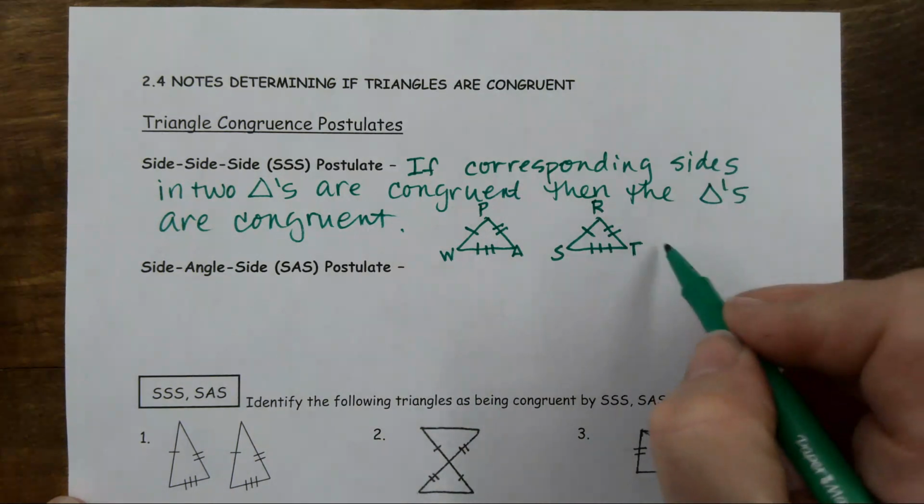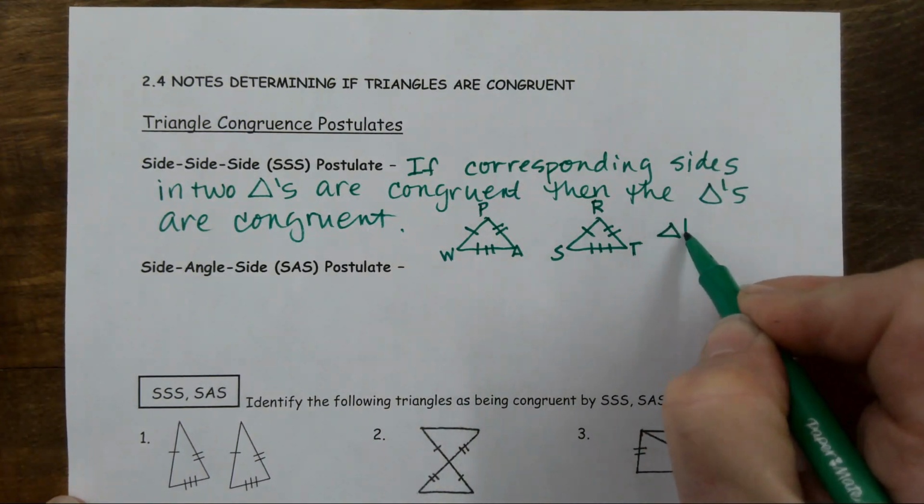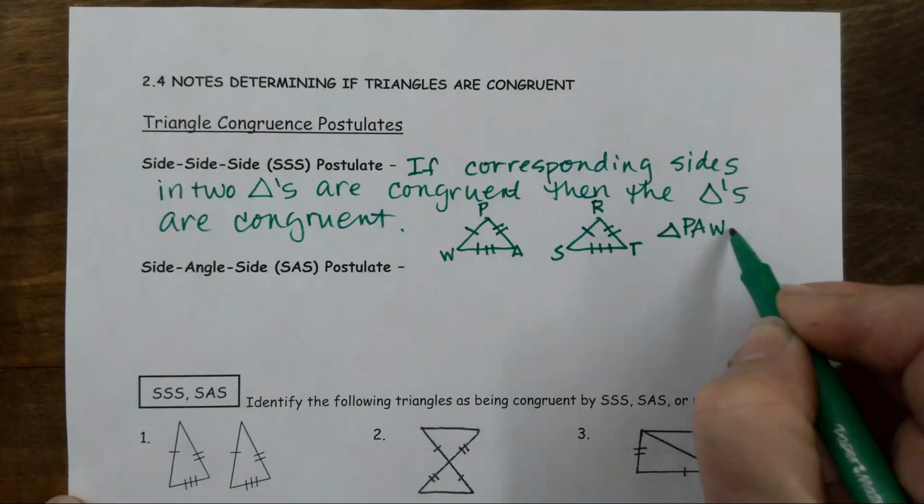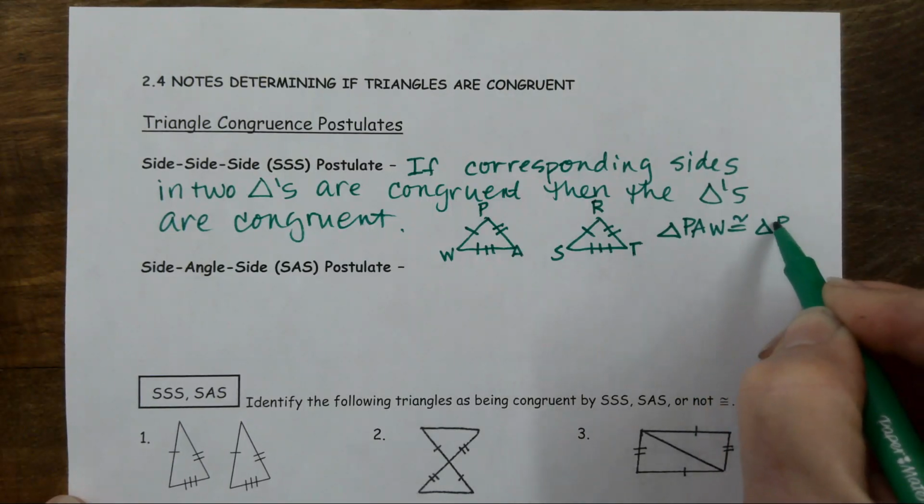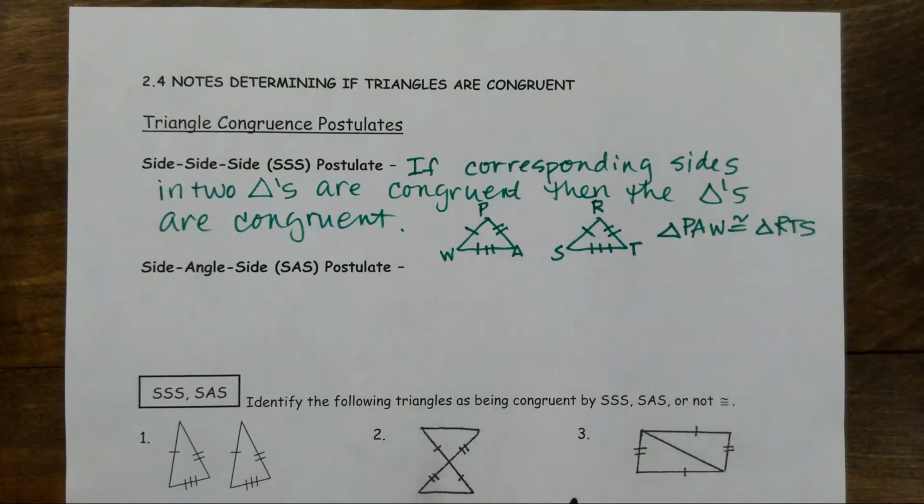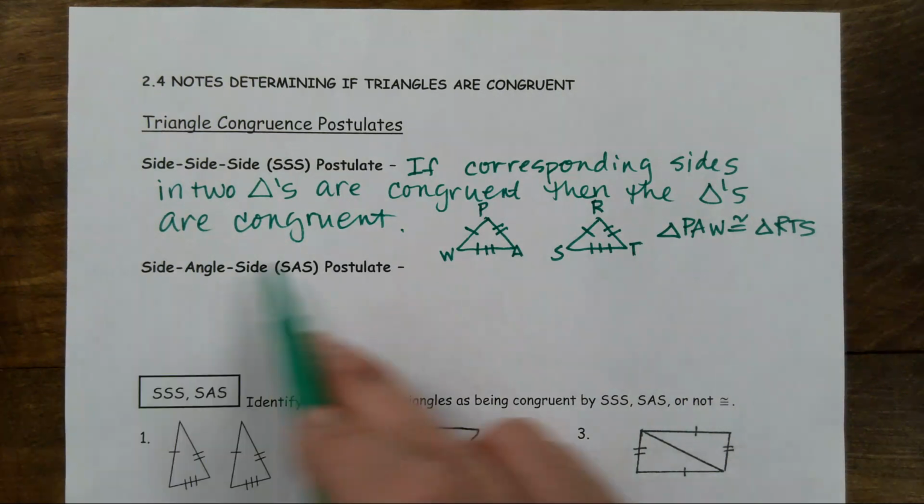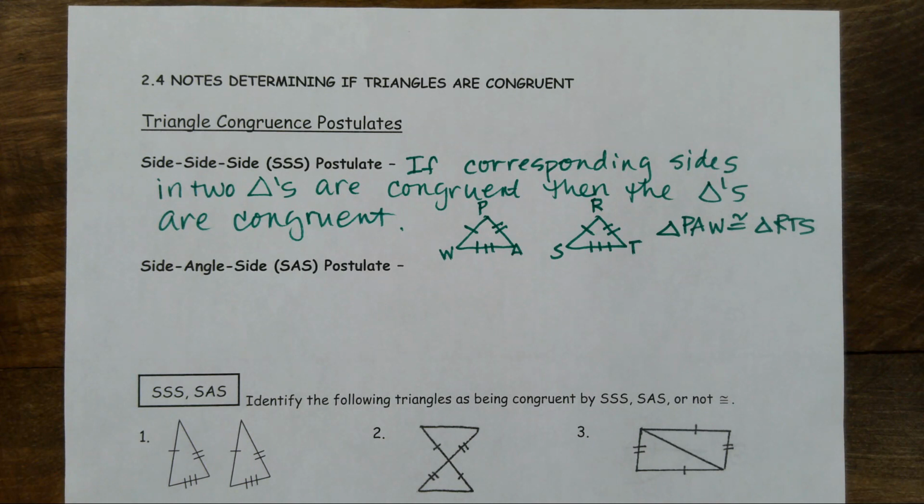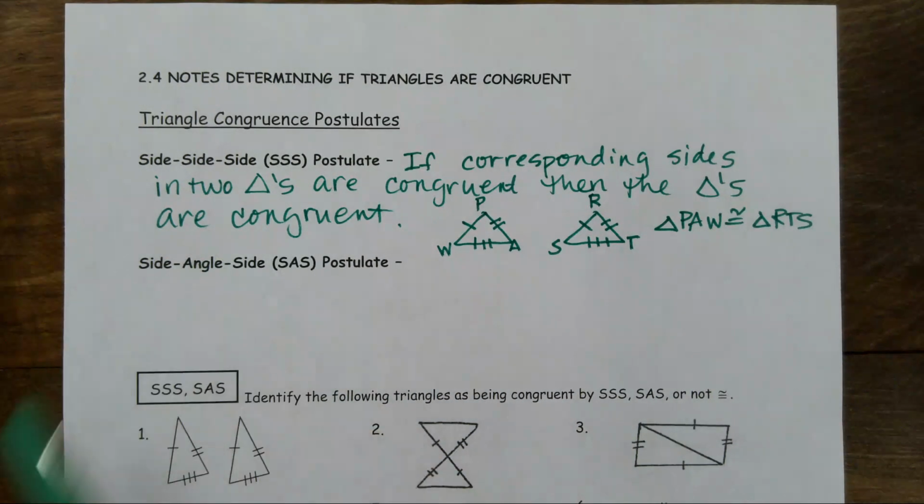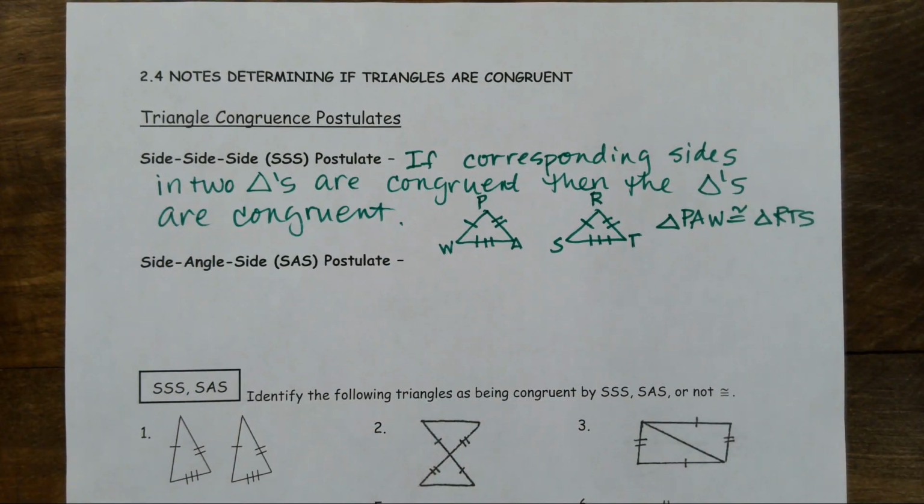Yeah. Okay, thanks. So triangle PAW is congruent to triangle RTS. Just the sides, no angles have to be marked. There's another one that says, as long as two sides and an included angle are congruent, then the triangles are congruent.